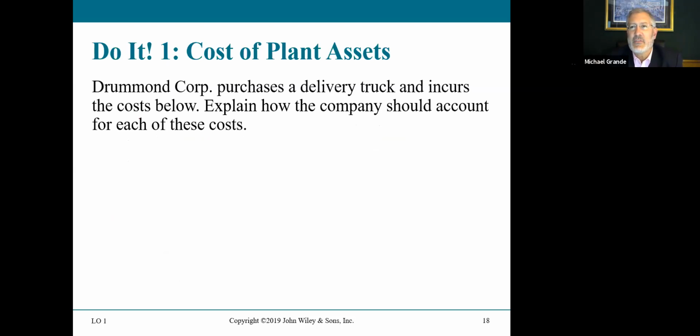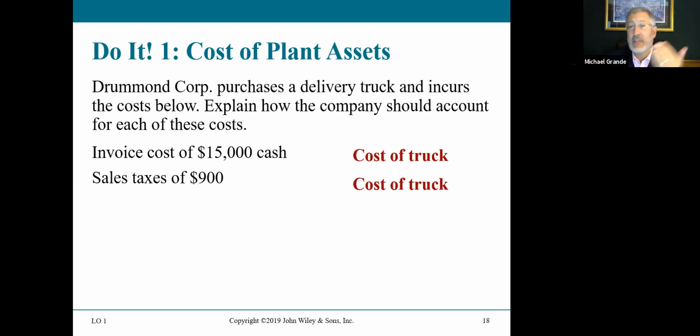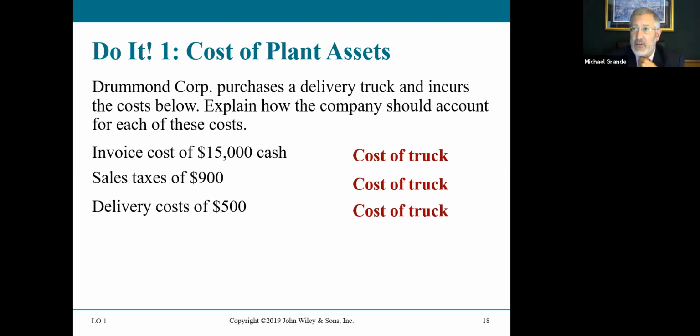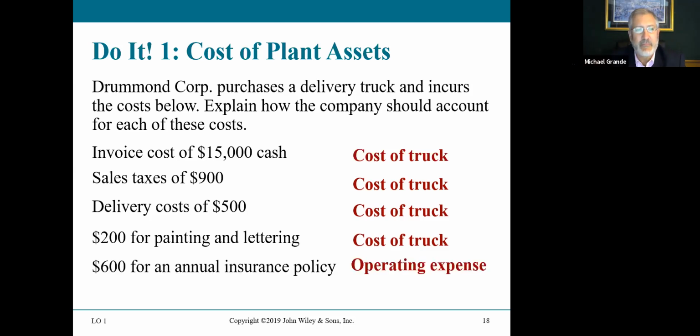Drummond Corp purchases a delivery truck and incurs the costs below. Explain how the company should account for each of these costs. Invoice cost of the truck, it's going to be cost of truck, the asset. Sales tax, again, getting it ready for its intended use, part of the asset. Delivery costs, getting it, again, ready for its intended use. It's going to be part of the asset. $200 for painting and lettering, again, getting that truck ready for its intended use.